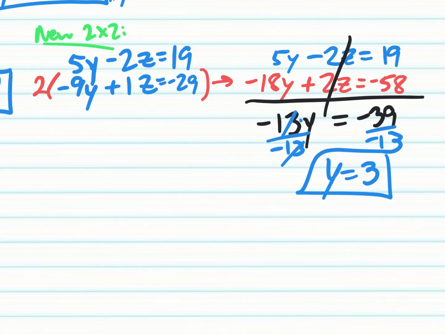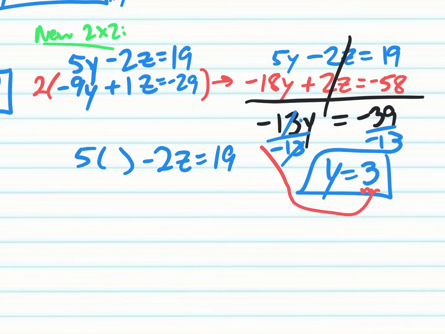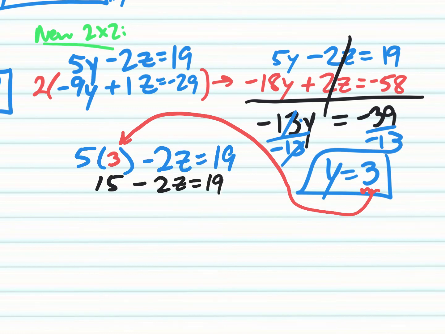We still need the z value of our 2 by 2 system. So let's plug it back into the top one. The top one, rewriting it, is saying 5y minus 2z equals 19. And notice that I put parentheses instead of y because I already know that y equals 3. So I'm going to plug in a 3 right there. And I'll have a new equation that reads 15 minus 2z equals 19.